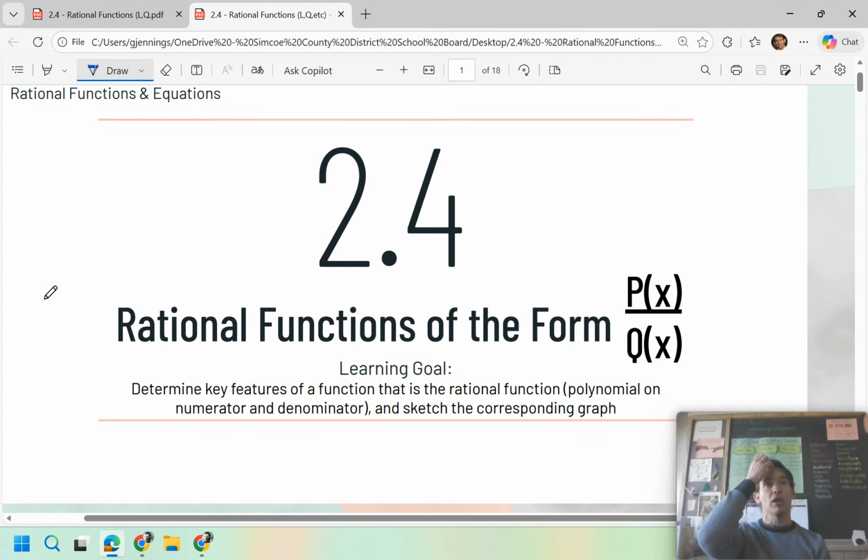If you want to set x equal to 0 to find your y-intercept, you just say f at 0 is equal to p at 0 divided by q at 0, and evaluate.